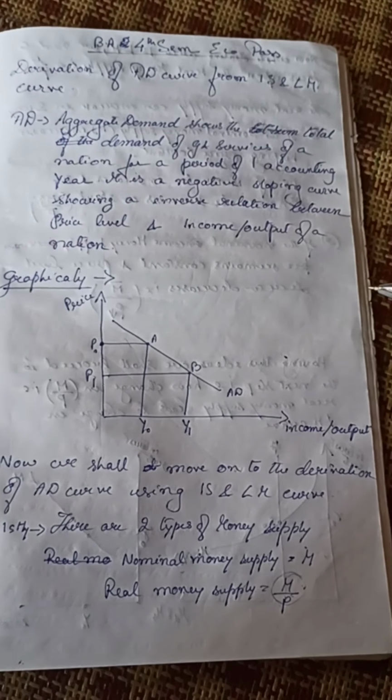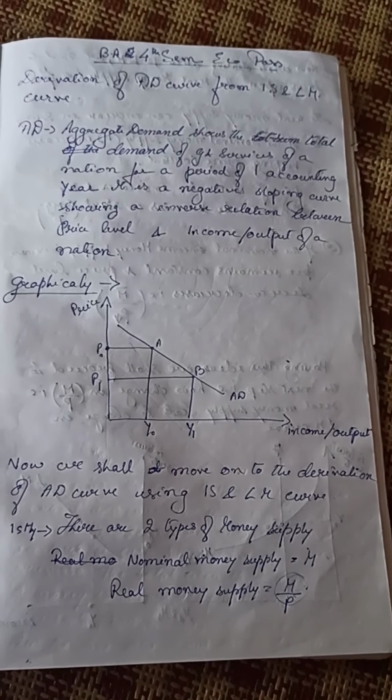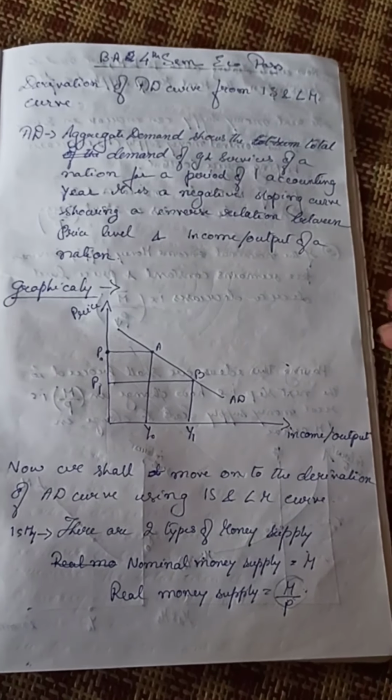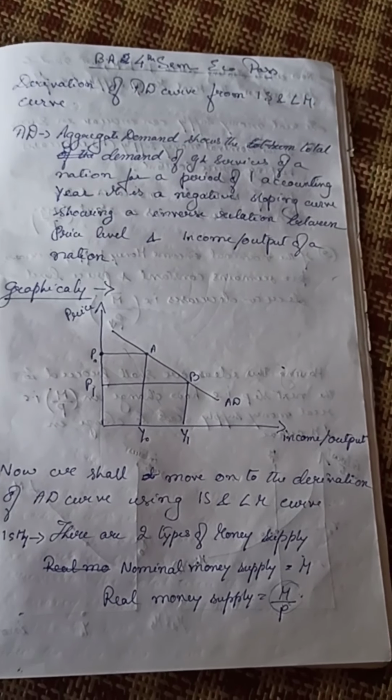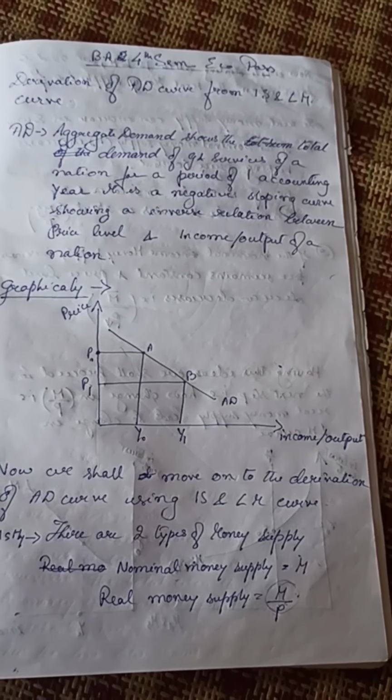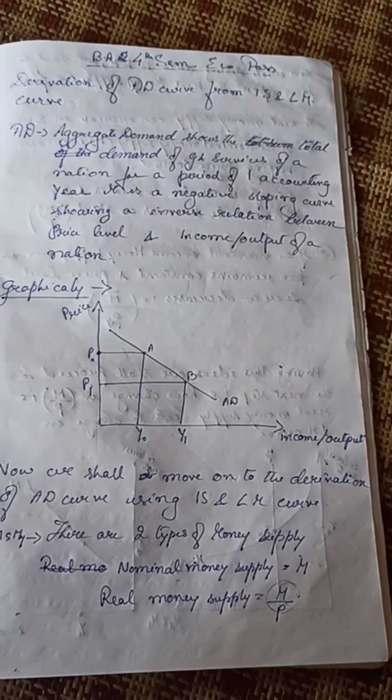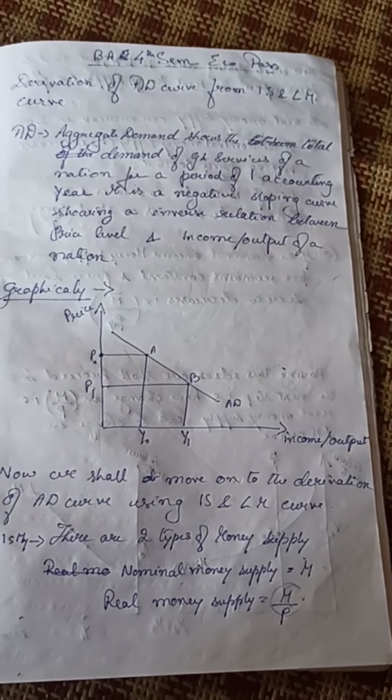We will be discussing the aggregate demand curve and how it is derived using the IS and LM curves. Now, the aggregate demand curve shows the total demand of a nation for one accounting year, and it is an inverse or negative sloping line showing the inverse relationship between price level and the income, which is also known as the output of a nation.